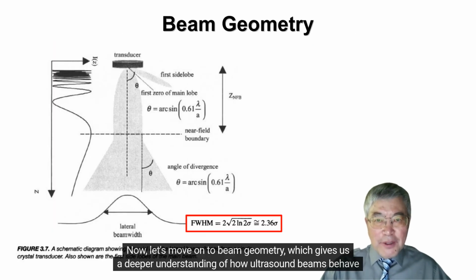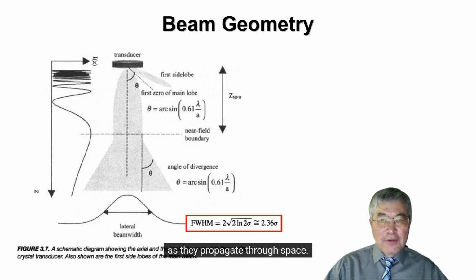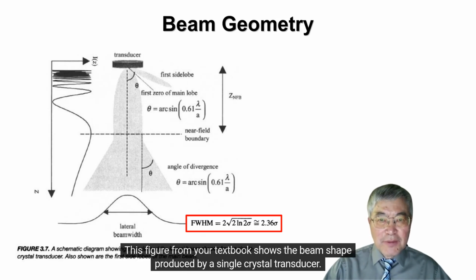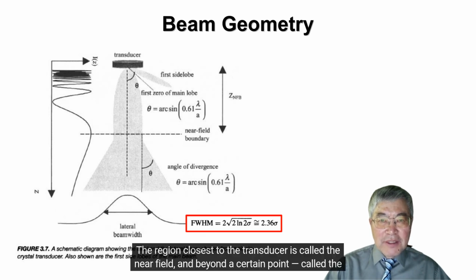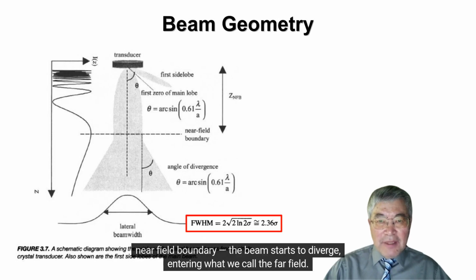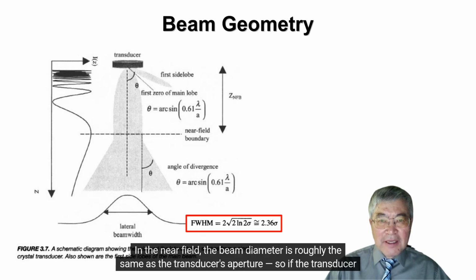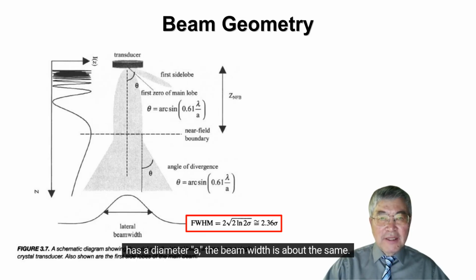Now, let's move on to beam geometry, which gives us a deeper understanding of how ultrasound beams behave as they propagate through space. This figure from your textbook shows the beam shape produced by a single crystal transducer. When the transducer vibrates, it sends energy downward in a conical shape. The region closest to the transducer is called the near field, and beyond a certain point, called the near field boundary, the beam starts to diverge, entering what we call the far field. In the near field, the beam diameter is roughly the same as the transducer's aperture. So if the transducer has a diameter A, the beam width is about the same.